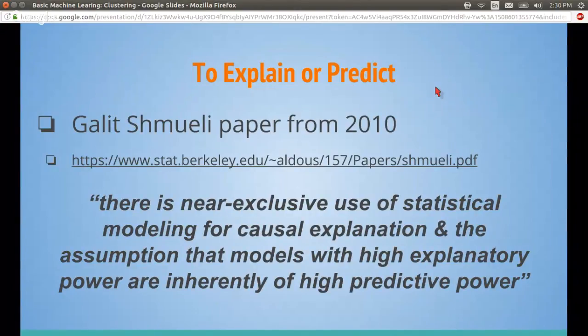Yeah. There's a near exclusive use of statistical modeling for causal explanation. And this, to me, is the key part. There's an assumption that models with high explanatory power are inherently predictive. And he's making an argument that just because your regression line fits your data with a really high R squared, if anybody knows what that means, it means that if you have data and there is a trend, you're drawing a line where every point along that line is, on average, an equal distance from that line.